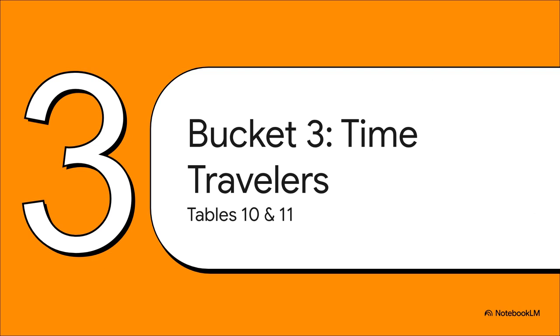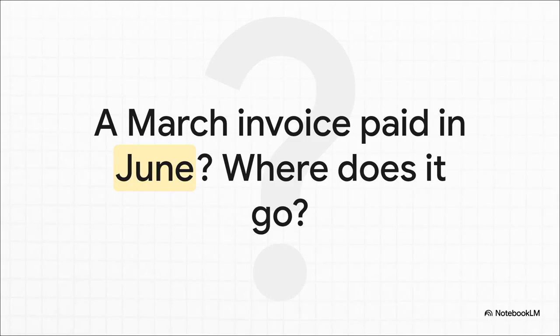And now for bucket 3. This is the one that causes the most confusion and the biggest reconciliation headaches. I'm talking about the time travelers. These tricky transactions have a very special home in Tables 10 and 11. So let me paint a picture that you've probably seen before. You issue an invoice in the last week of March. It gets missed in the chaos. You only find it in June of the next financial year, and you finally pay the tax then. The question is, for the original year's GSTR-9, where on earth does that invoice go?